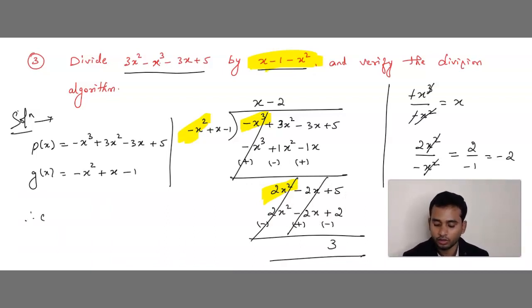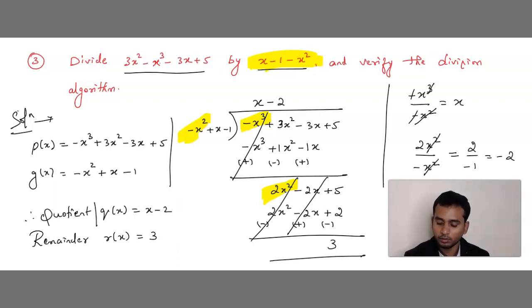Now therefore, quotient, that is nothing but q of x is equals to x minus 2, and remainder, that is r of x is equals to plus 3.